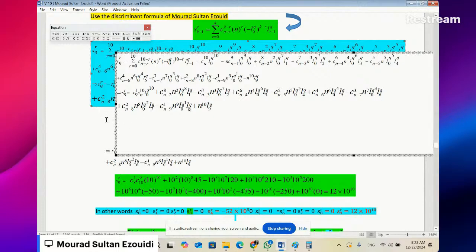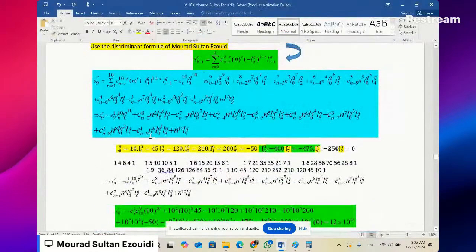Now we should be careful with this kind of theorem. So we have minus combination n minus 9 choose 1, n raised to the power 9, L0 for the 2 raised to the power 1 times L8 for 2, plus n raised to the power 10 times L9 for 2. This you see as 9.